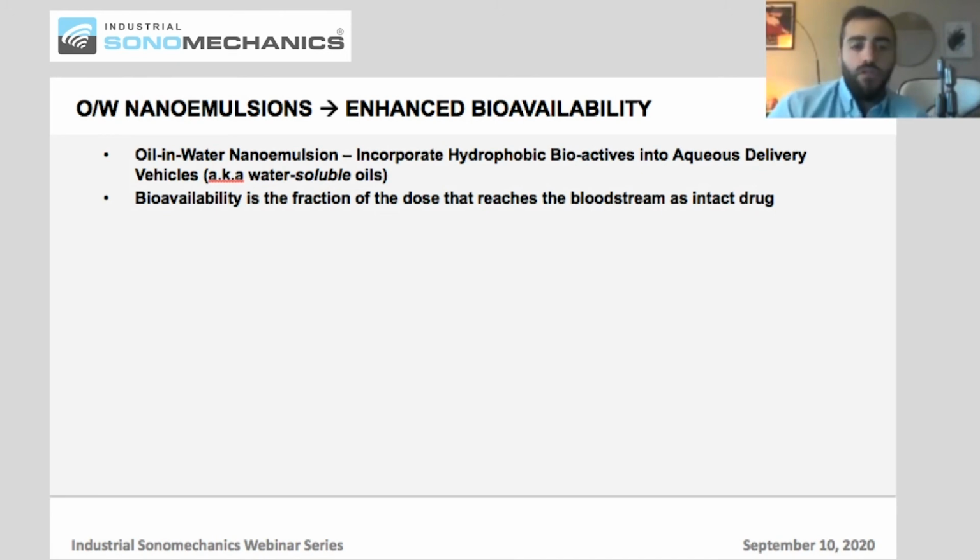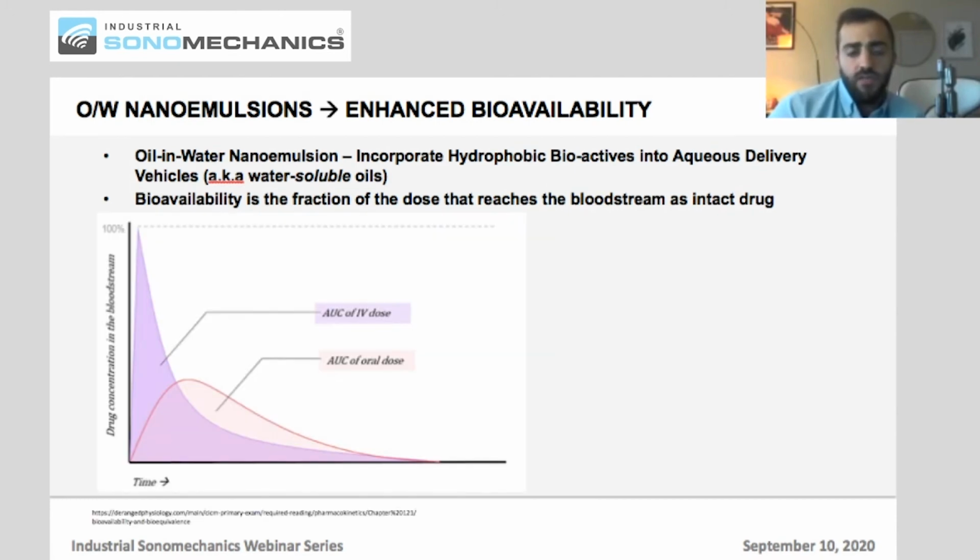And we are interested in them because it can increase what's called the bioavailability of the drug substance or the oil that is suspended or that it's nano-emulsified. Simply put, bioavailability is the fraction of a dose that reaches the bloodstream as an intact drug. But generally, it is difficult to precisely measure how much of a drug you ingest actually gets to your bloodstream.